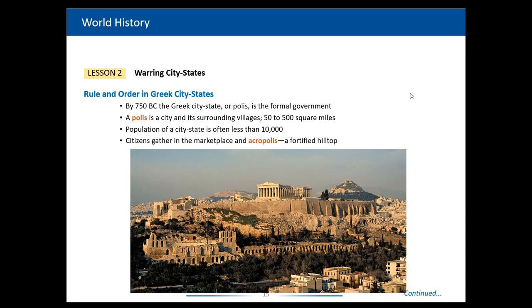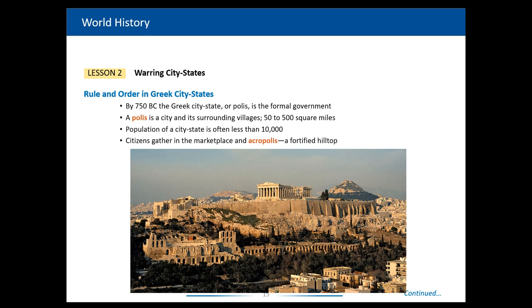So 50 to 500 square miles of the city, and these cities had a population of often less than about 10,000 people. Remember, they didn't have a lot of arable land, so they couldn't hold thousands and thousands of people, just like the Mesopotamia area, because Mesopotamia was actually in the Fertile Crescent. So there was a lot of water. You have two rivers, and they could hold 30,000, 50,000 people in a city. Whereas the city states of Greece could not hold that many people because they didn't have enough food to feed them.